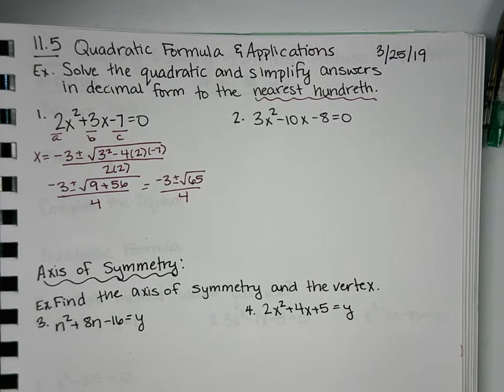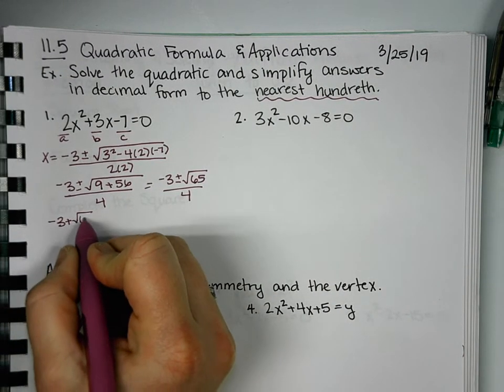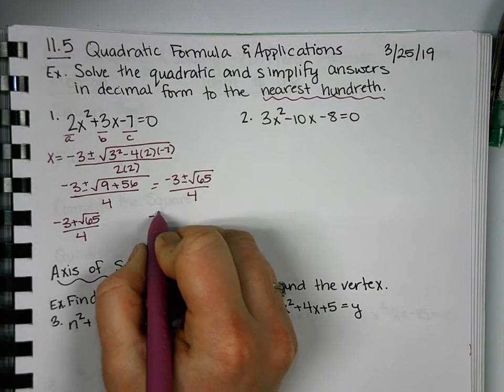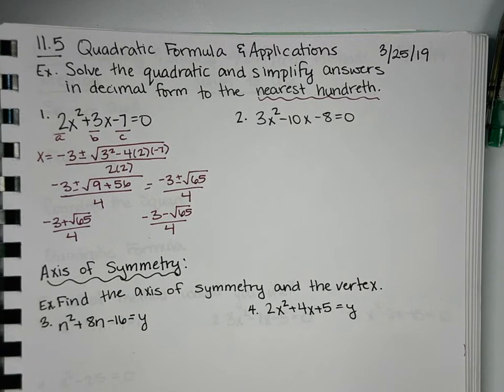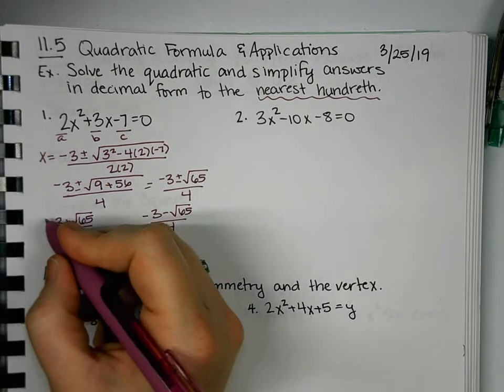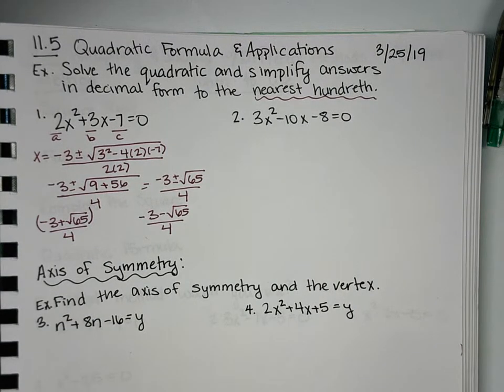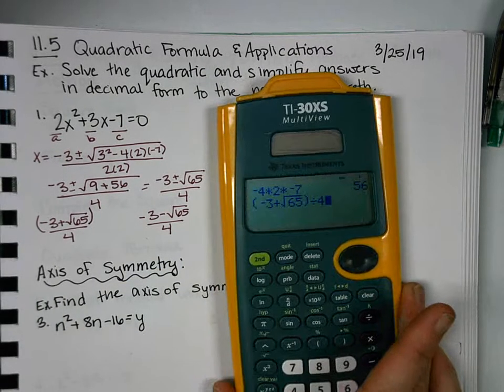I usually simplify it down to this point just so that I don't make a mistake entering it into my calculator. So from here we have 2 answers that we need to get in decimal form. We have negative 3 plus the square root of 65 over 4, and negative 3 minus the square root of 65 over 4. So we're going to type each of these into our calculator. Because we want our order of operations to work out, you have to put your numerator in parentheses. So we're going to do parentheses, negative 3 plus the square root of 65, and then divide by 4. That divide by 4 will go outside the parentheses. So inside your calculator it should look something like this.